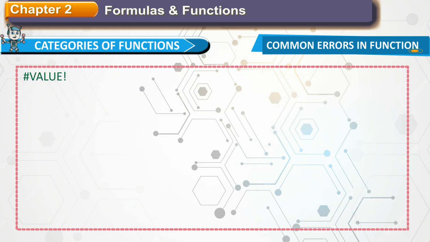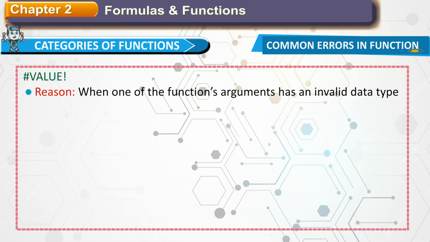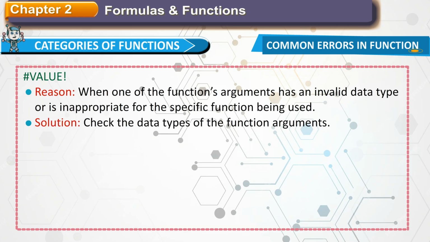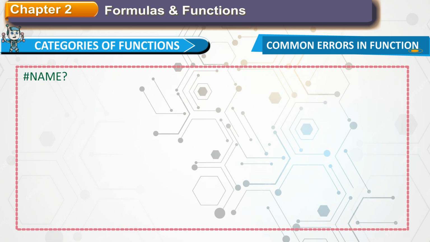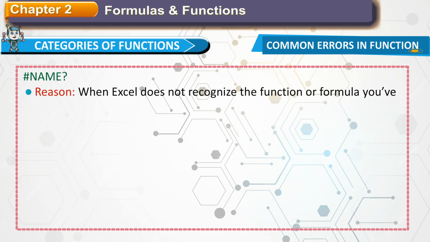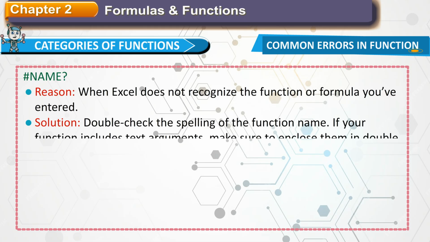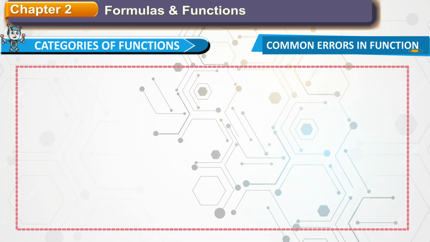#VALUE! Reason: when one of the function's arguments has an invalid data type or is inappropriate for the specific function being used. Solution: check the data types of the function arguments. #NAME? Reason: when Excel does not recognize the function or formula you've entered. Solution: double-check the spelling of the function name. If your function includes text arguments, make sure to enclose them in double quotation marks.